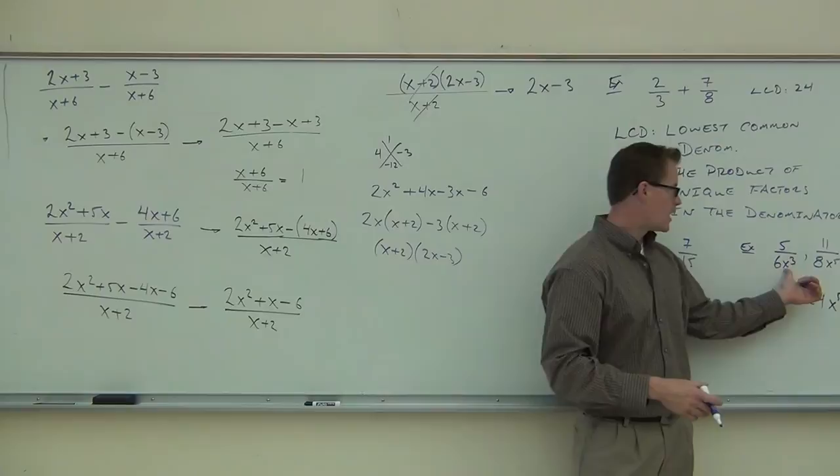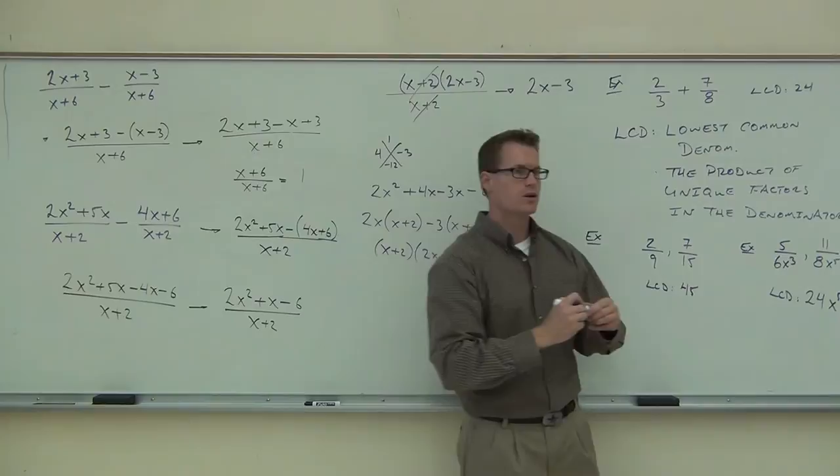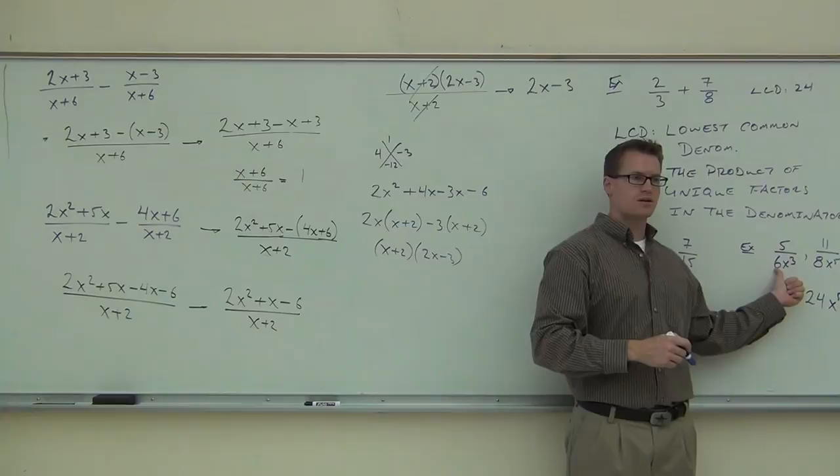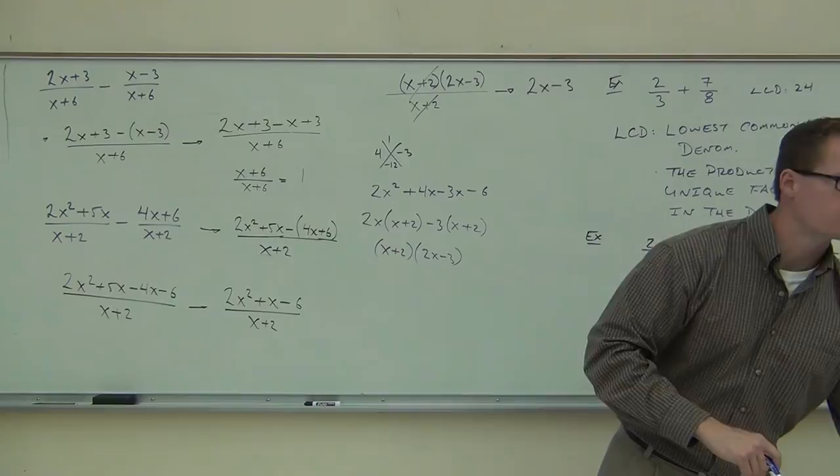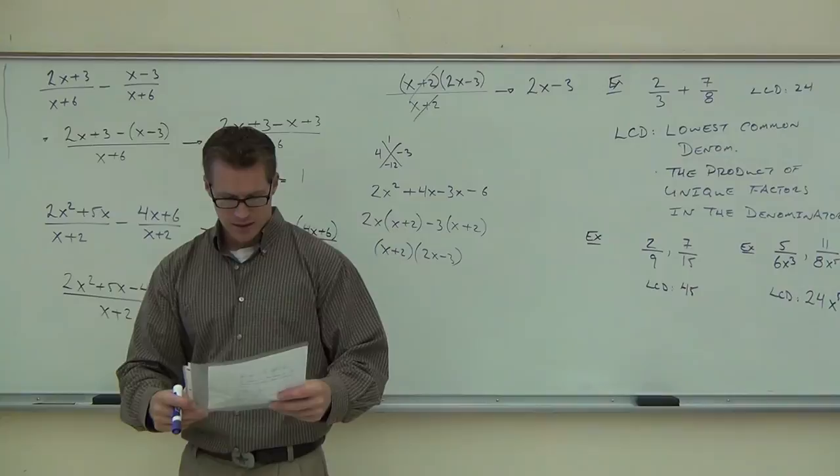And here's how you can check it. Look at your LCD. Does it have at least a 6? Does it have the 6 in there? 6 divides it? Sure. Does it have at least the 8? Does it have at least x to the 3rd? Sure. How about x to the 5th? That's perfect. That's all you need. You just need to be able to cover both denominators. So are you with me on this? Okay, let's try a couple more.